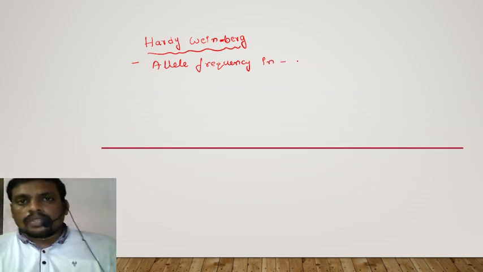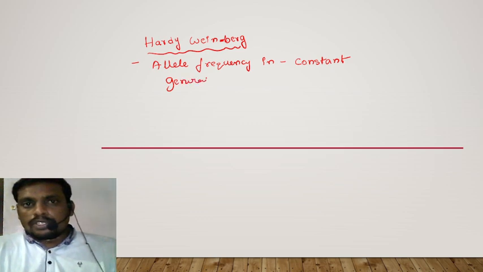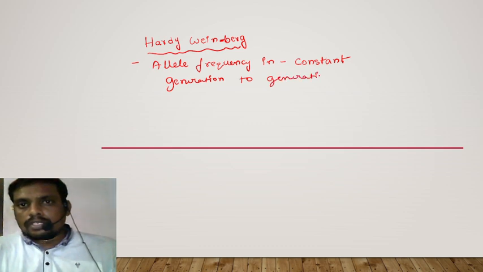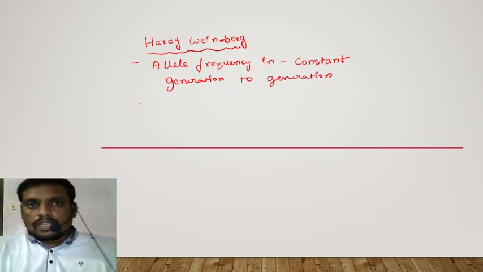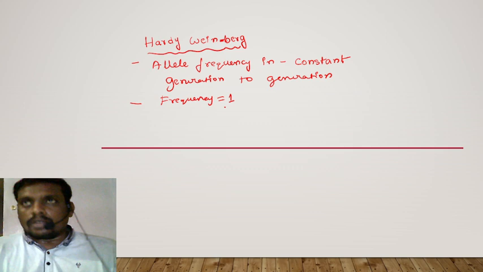Population is constant or the same, and it is common from generation to generation. So the frequency is equal to 1.